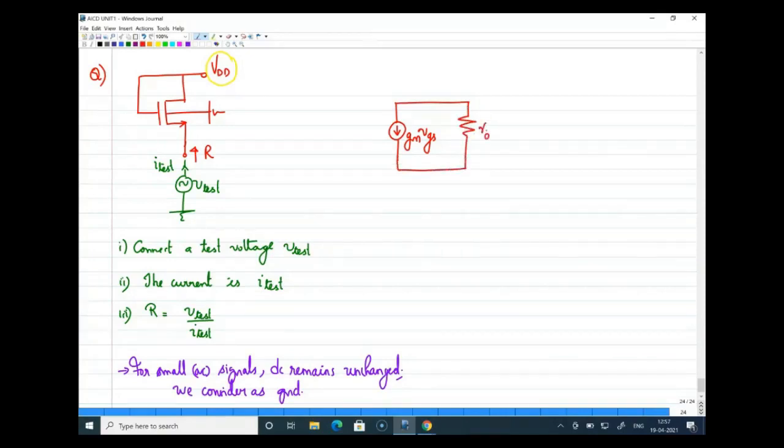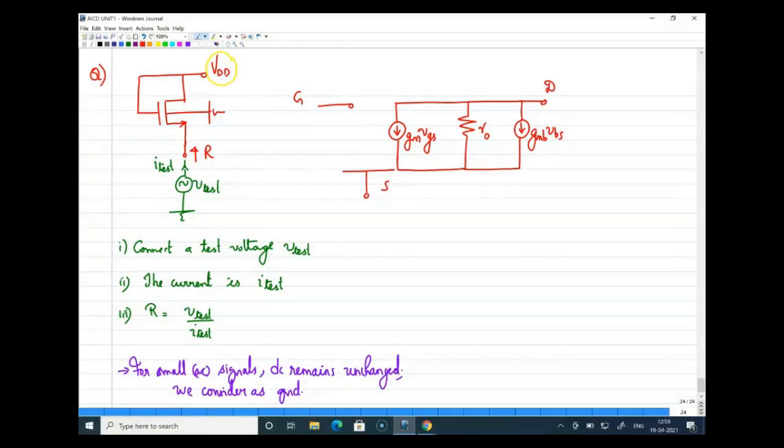So this is gm, this is r0, and one more current source here, which is called gmb. This is the equivalent circuit of MOSFET, with this as your drain terminal, this as your gate, and this as your source terminal. Now, how will I proceed with this?